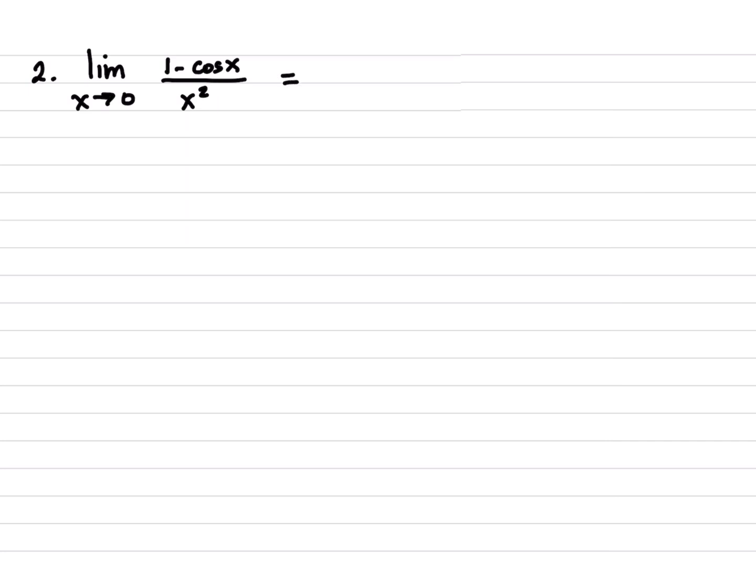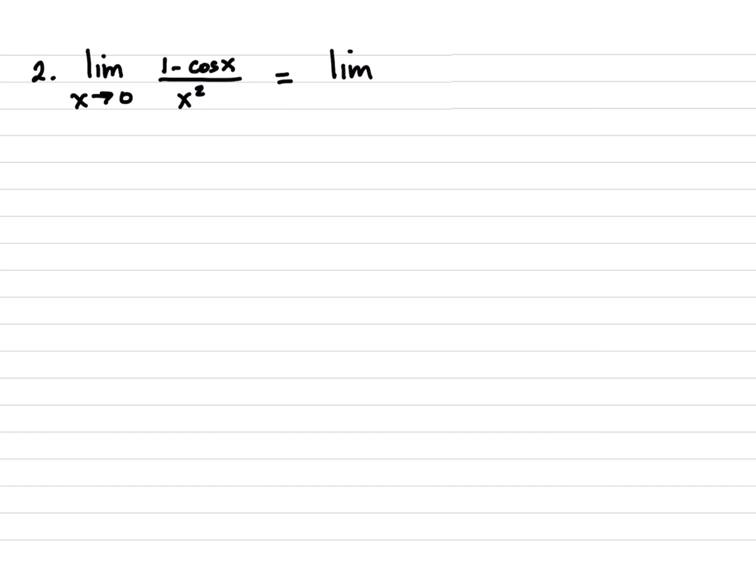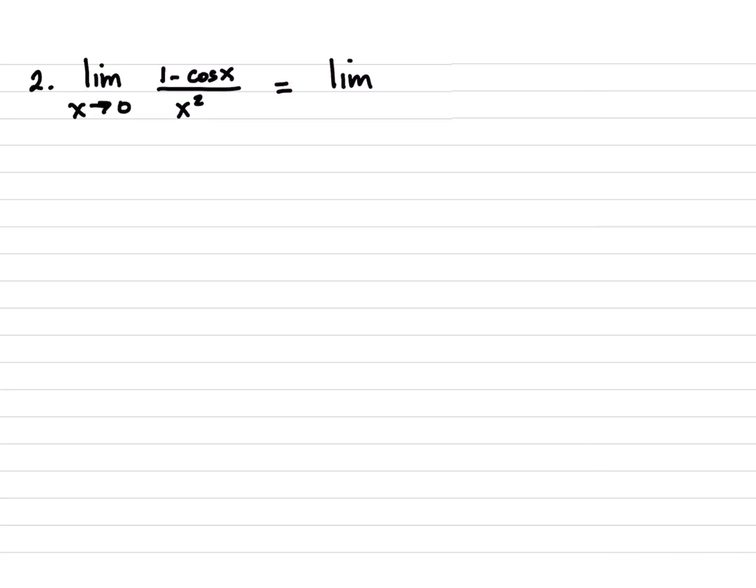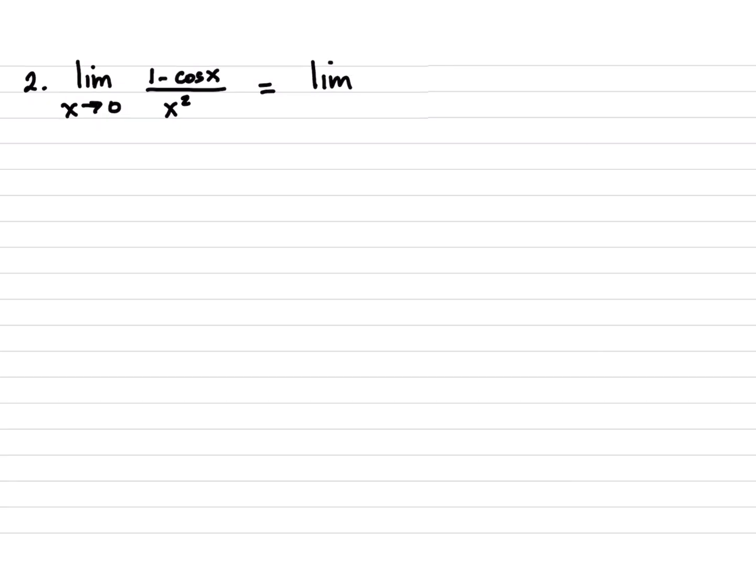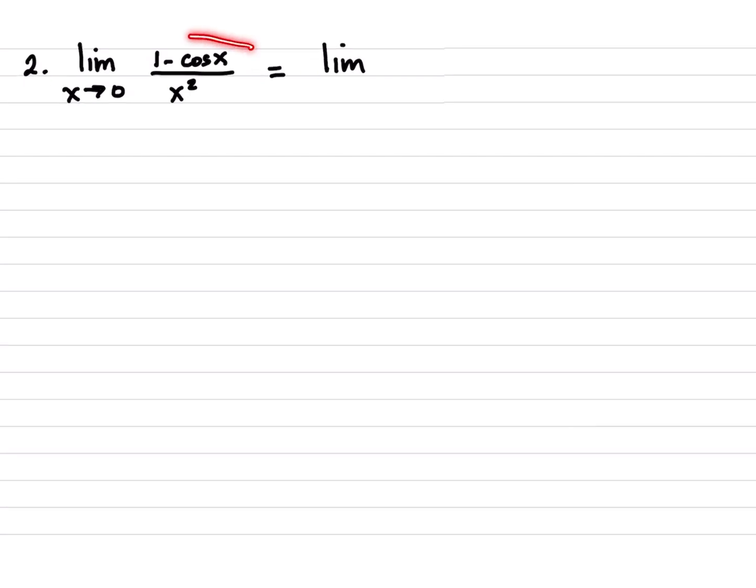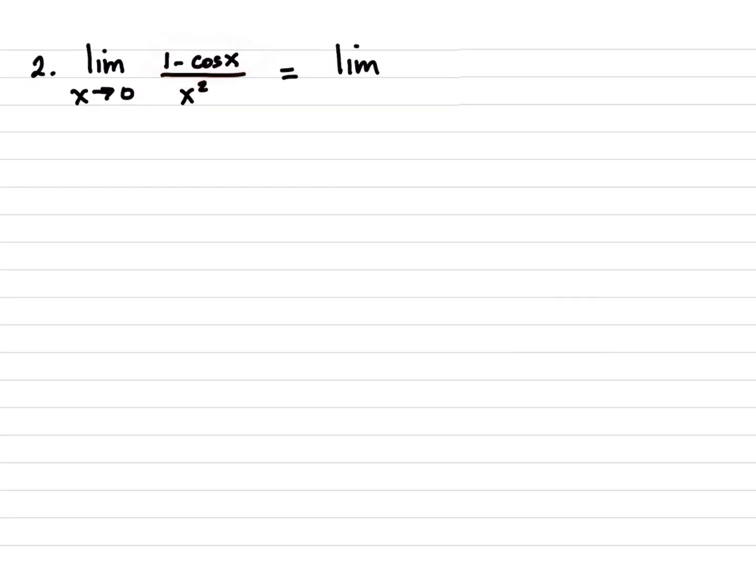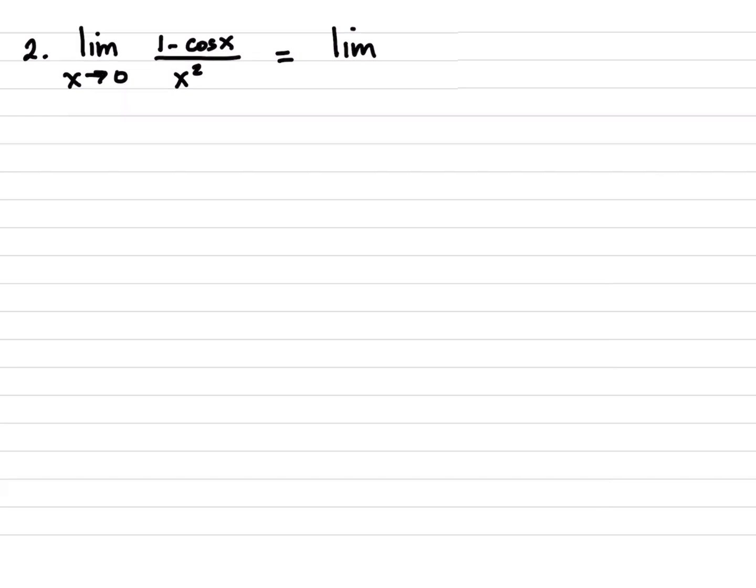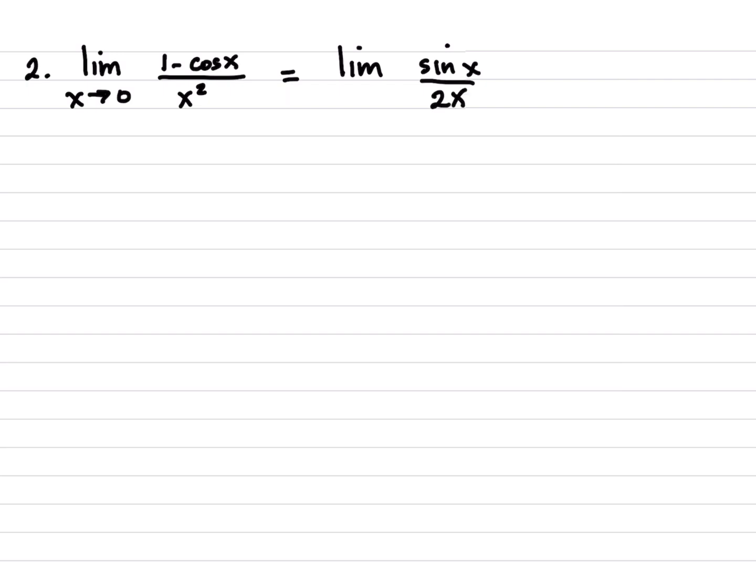So to evaluate, we simply differentiate the numerator as well as the denominator. Take note that this does not make use of the quotient rule. So we have to differentiate separately the numerator and the denominator. So taking the derivative of our numerator, the derivative of 1 minus cosine x is negative sine x times the negative sign here, which gives sine x over 2x as x approaches 0.